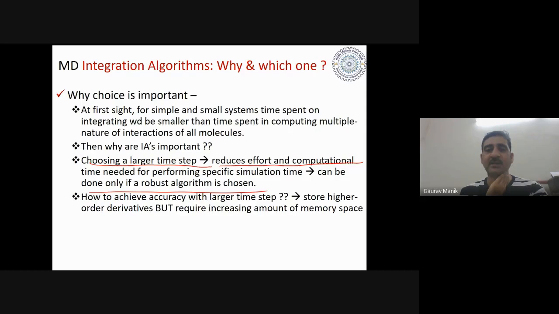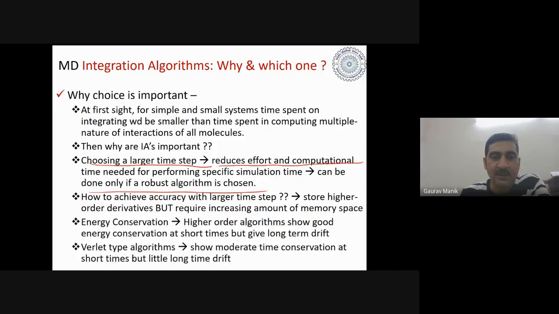Now the question arises how to achieve accuracy with larger time steps. What you can do is store higher order derivatives. But this requires an increasing amount of memory space because you will have to store all those derivatives. The energy conservation is important. Higher order algorithms show good energy conservation at short times, but give long-term drift. So the drift of the center of mass might happen. So algorithms like the Verlet type algorithm are chosen.